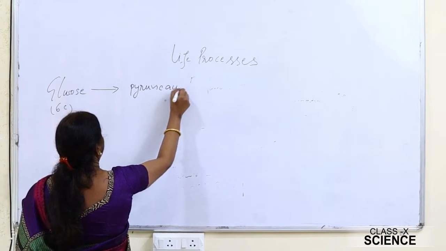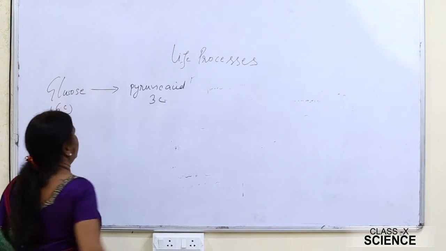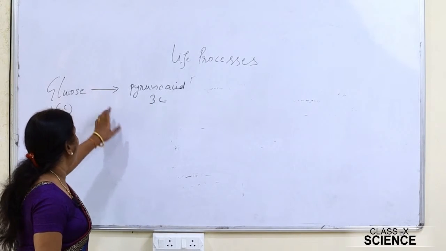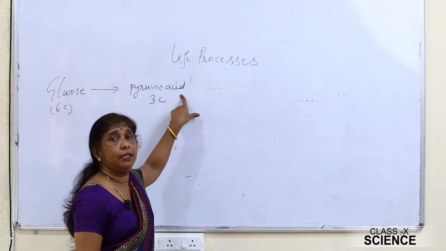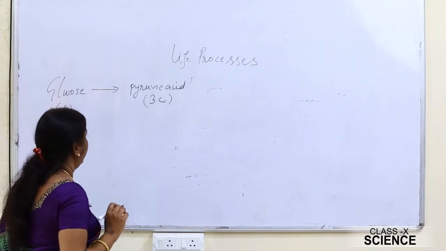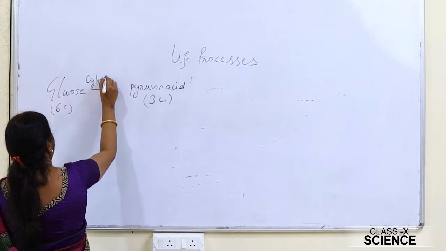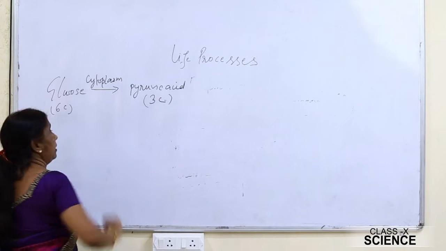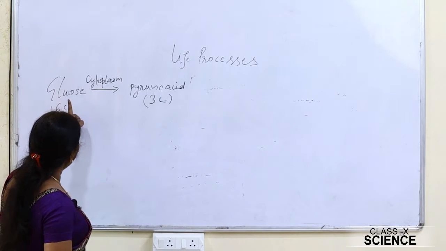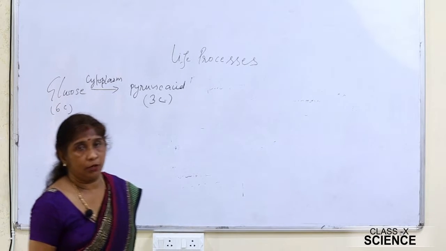pyruvic acid. You can also call it pyruvate. This is a 3-carbon compound. Glucose is a 6-carbon compound, and it will be broken down into pyruvic acid, which is a 3-carbon compound. This process will take place in the cytoplasm. The breakdown of glucose into pyruvic acid is also called glycolysis.